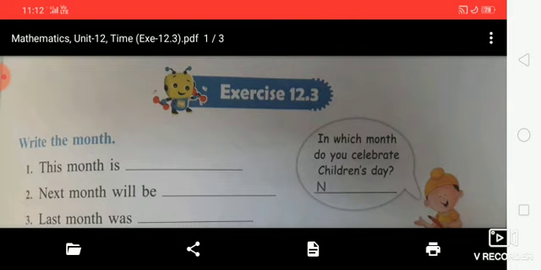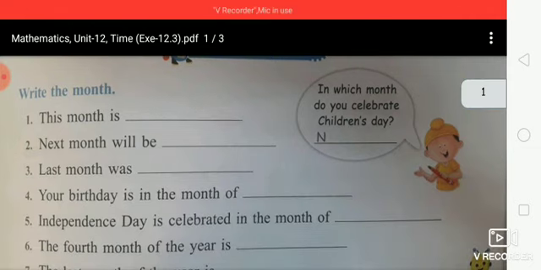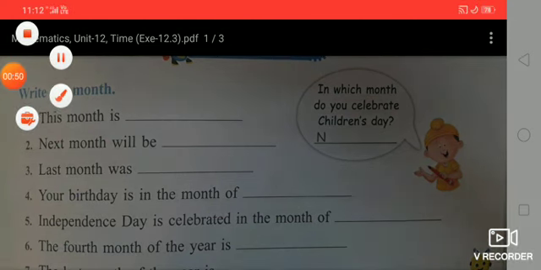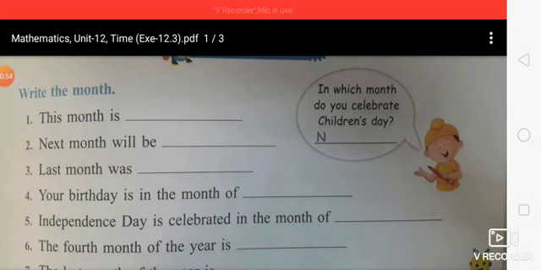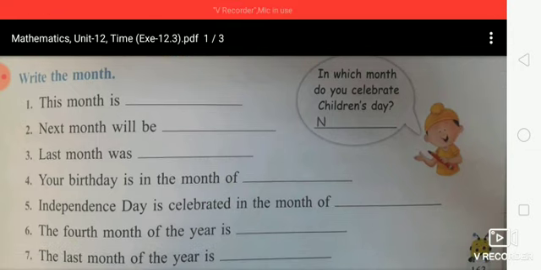Okay, students? So today we are explaining exercise 12.3. The previous video explained exercises 12.1 and 12.2. Okay? So first, all of you look at the clock and the days or months. First, look here: in which month do you celebrate Children's Day?